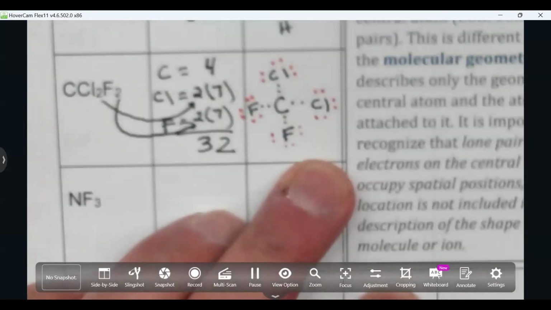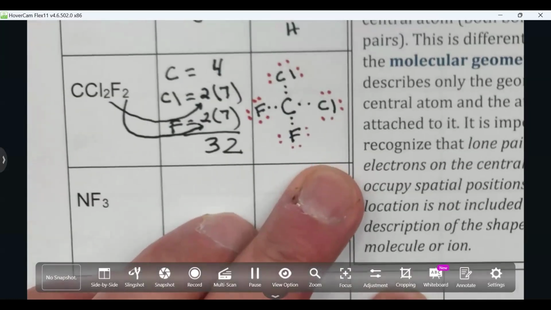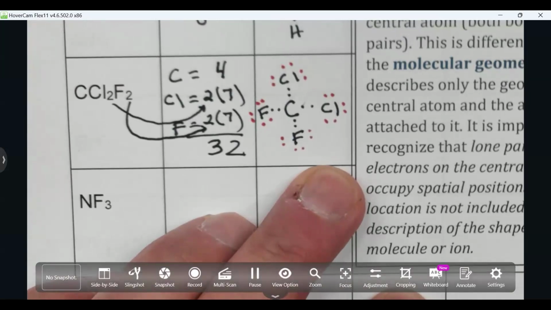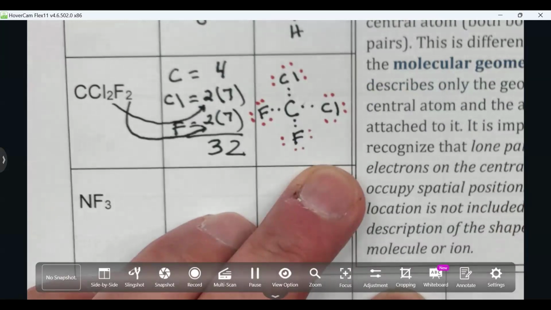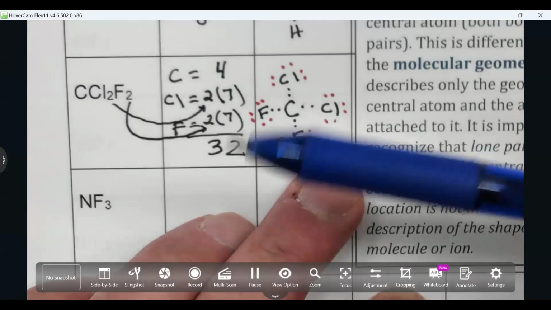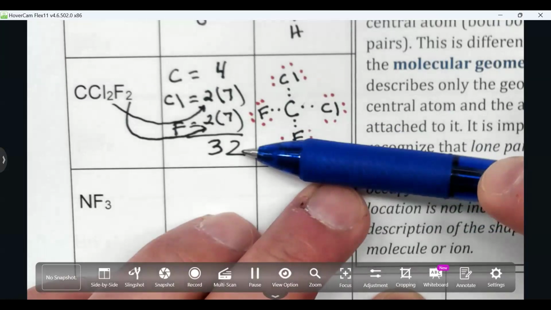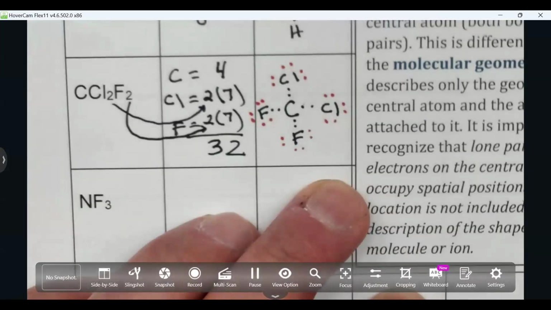How many electrons did I put down? How many total electrons do I have? 32, correct? 32. How many am I allowed? 32. I'm done.